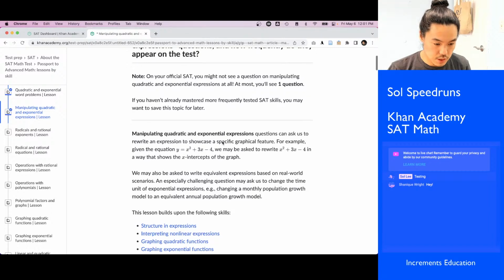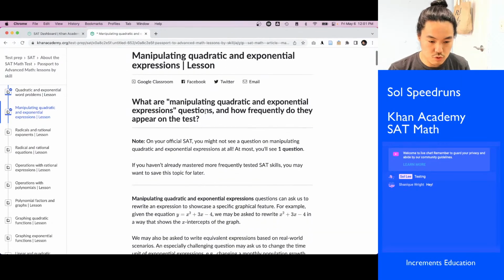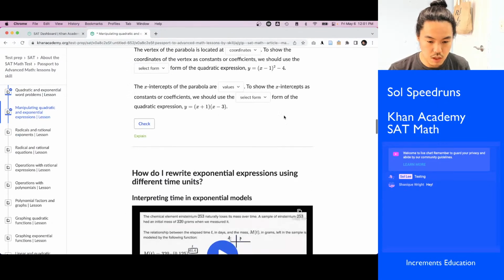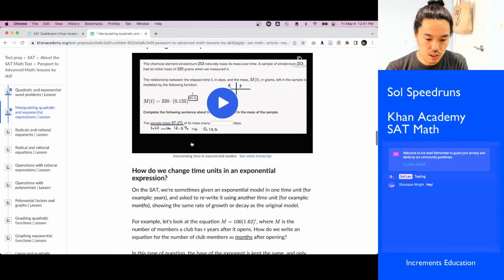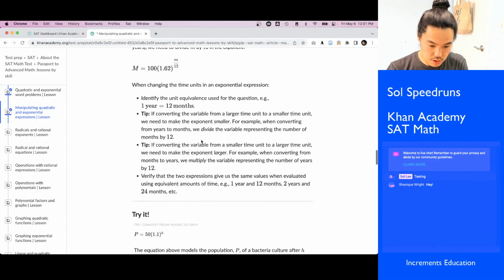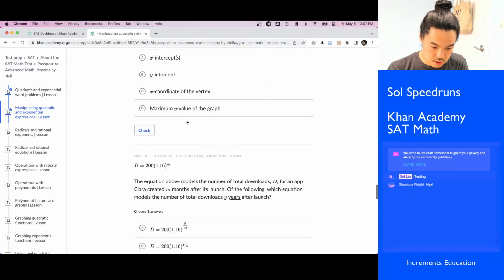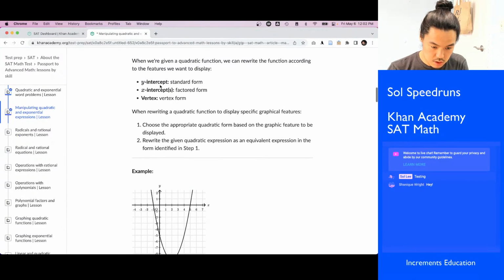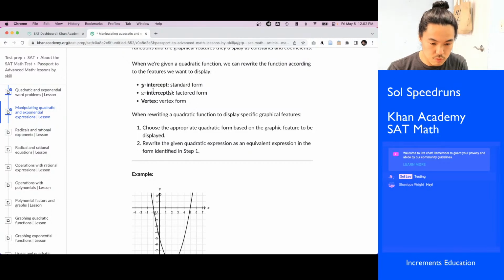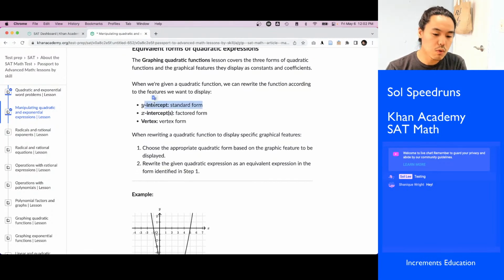All right, let's get into it. Manipulating quadratics. I think we did this last time when we were talking about the different ways of writing things. Right, we have the vertex form. I kind of want to remember. So the y-intercept form is like ax squared plus bx plus c. And that's the y-intercept form, right? Because the c is the y-intercept.